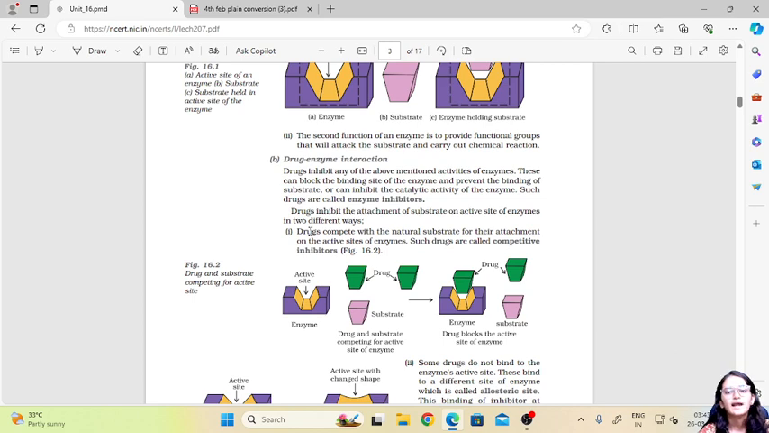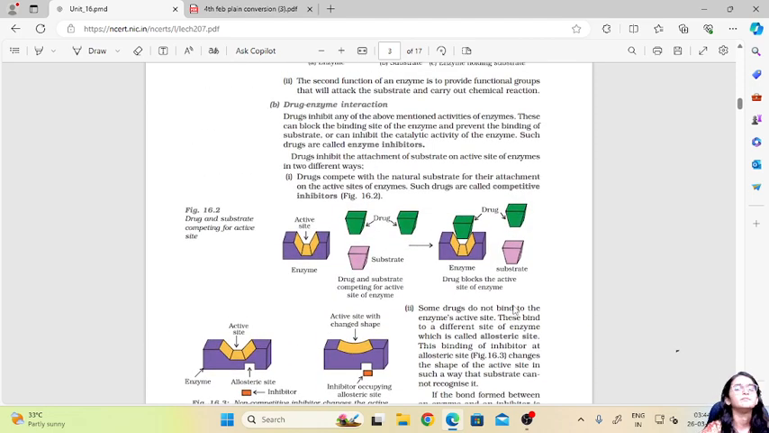So it can inhibit the catalytic activity of the enzyme, and those are called enzyme inhibitors, meaning they prevent the activity. They inhibit the attachment of the substrate on the active site of the enzyme in two different ways. They compete with the natural substrate for their attachment on the active site, and they are called competitive inhibitors, meaning they will compete with the natural substrate and attach in its place.